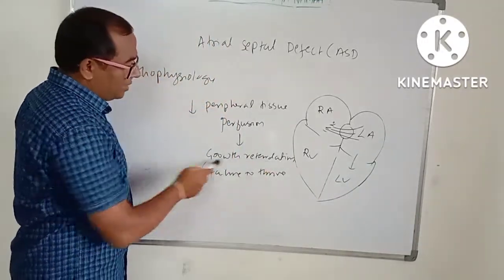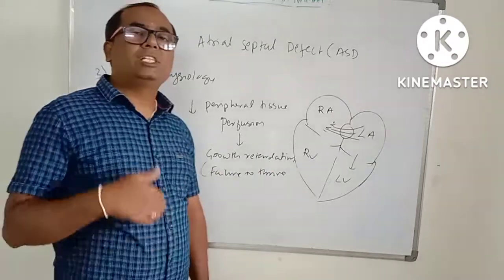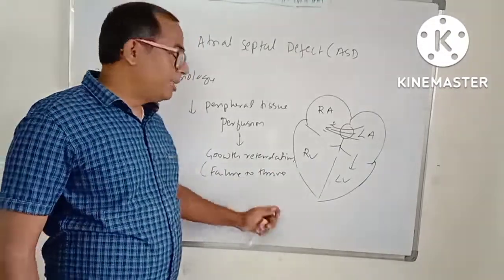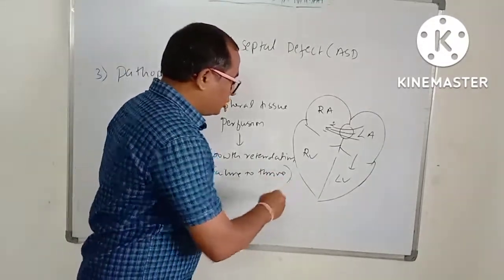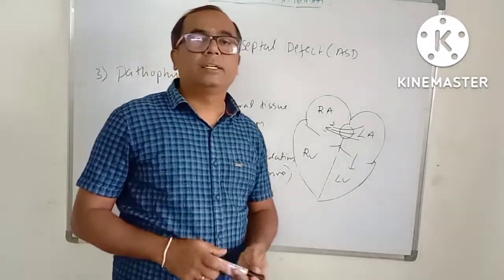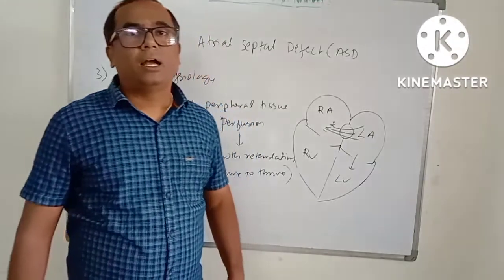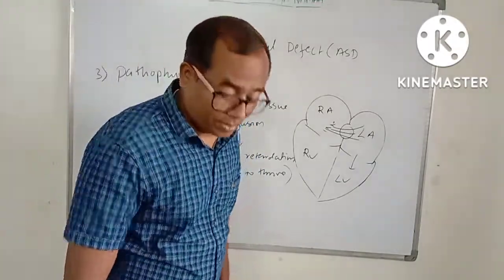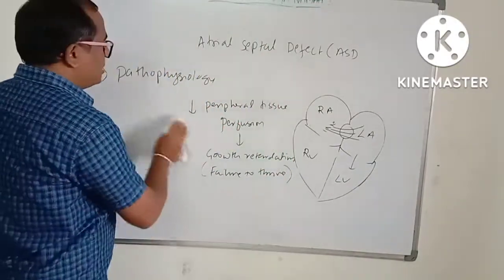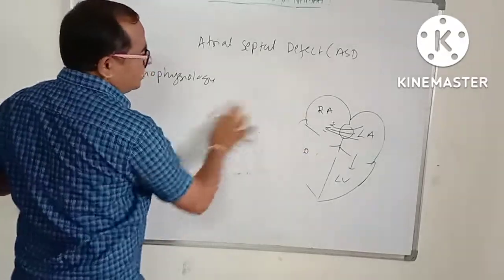So because of this, there is growth retardation. There is no proper growth of the child. Okay, that is known as failure to thrive. The child will not achieve optimum height and weight. As the child grows, there is no proper achievement of height and weight. Okay, that is known as failure to thrive. Okay, so this is the pathophysiology of atrial septal defect.